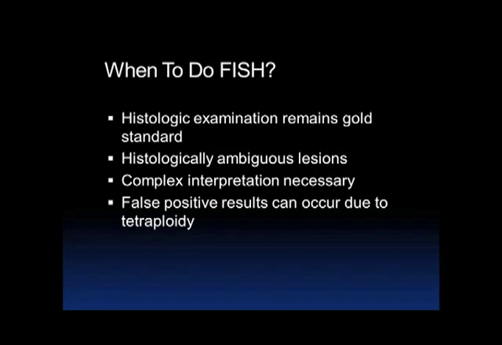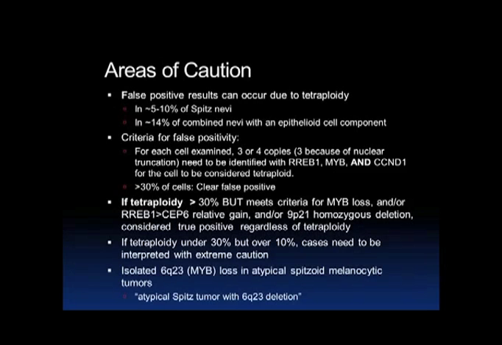So the question is when to do FISH. You could just get any kind of nevus and you just do FISH with it. Other than that being wasteful, it's actually probably not very helpful either. Because in general, histologic examination remains the gold standard. And what FISH really is helpful for are histologically ambiguous lesions. Now, FISH doesn't come as a black and white result in that sense. It's a complex interpretation that is necessary, and you always have to keep in mind that false positives can occur because of tetraploidy.